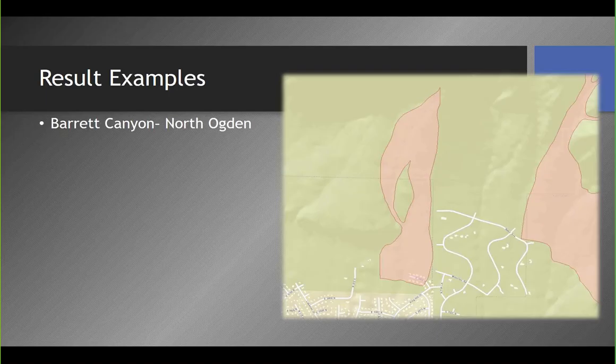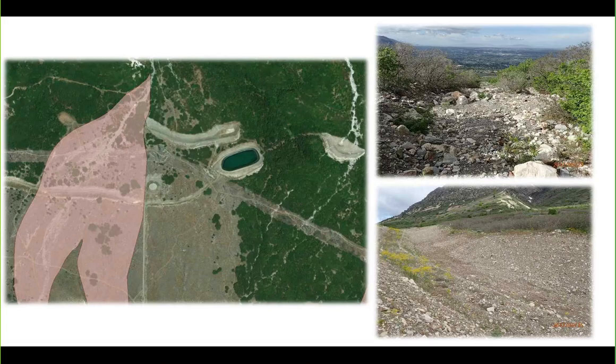Okay, so now we'll jump to another example. This is also in North Ogden. This is Barrett Canyon, if you're familiar with that system. This is a map of where this is at. So the figure on the left, again, is an aerial photo. And this is a very interesting location. There are several debris or alluvial fan landforms along the range front here.